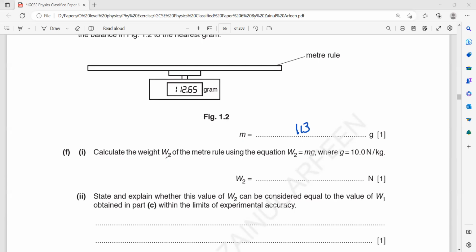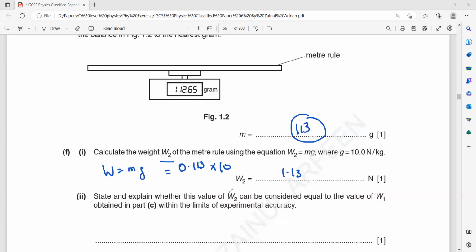Now calculate the weight of the meter rule. Weight is mass times gravity. But this mass is in grams, and because you have to use the formula W equals mg, you first have to convert into kilograms by dividing by 1000. So it will be 0.113 kilograms, and multiply by gravity 10. So it will be 1.13 Newton.